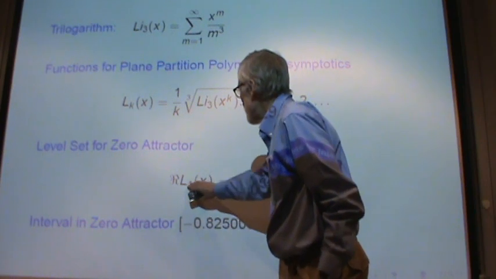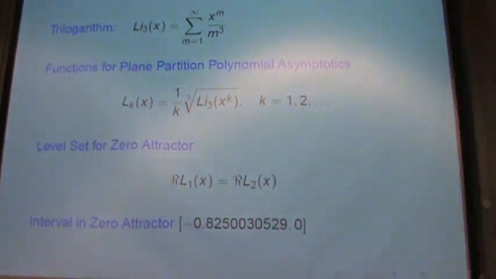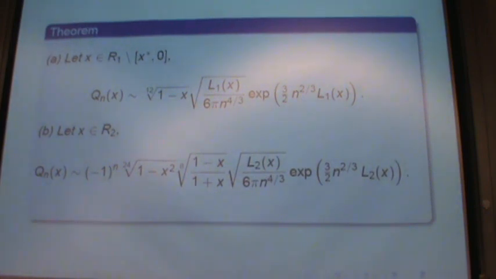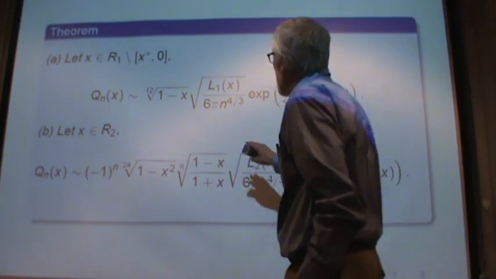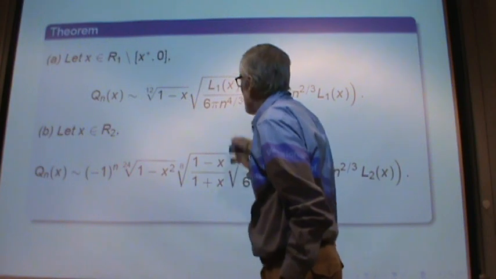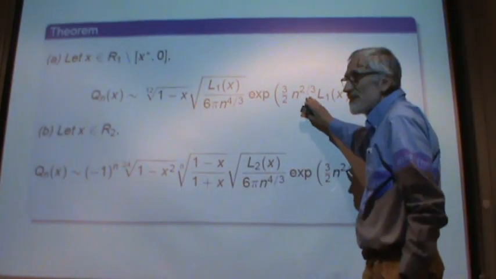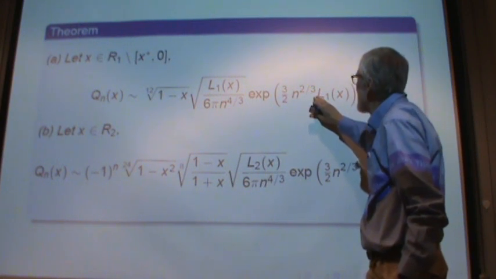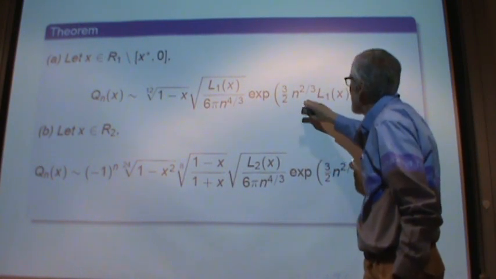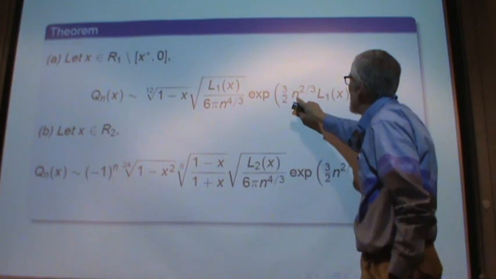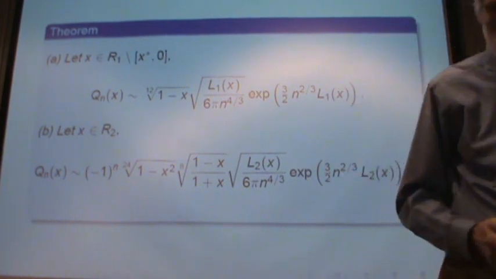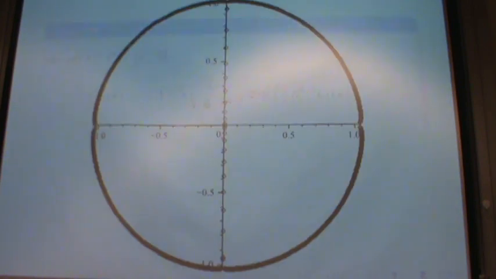Equating the real part of L1 with the real part of L2. Okay, and we can write down the asymptotics on those two regions. So they involve n to the 2/3, and you go back to the plain partition numbers that I gave earlier in the talk. The power here was n to the 2/3. Okay. So the third basic example I had were the odd partition polynomials.